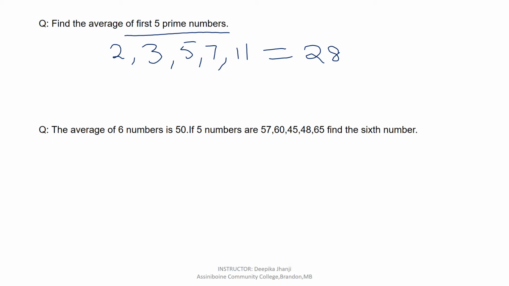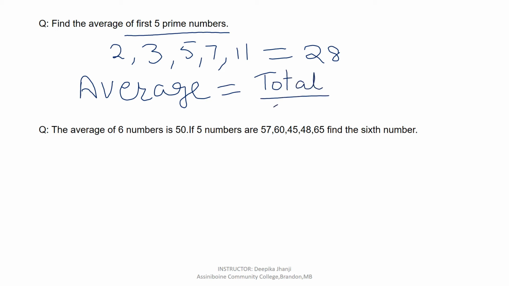Now average. The average formula is you divide the total or the sum by the total number of observations, which is 5 in this case. So the total comes out to be 28 divided by 5, and you get 5.6, right? So that 5.6 is the middle value of the first 5 prime numbers.